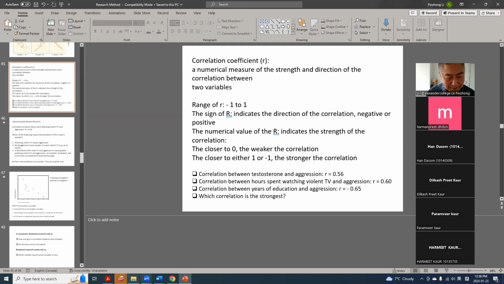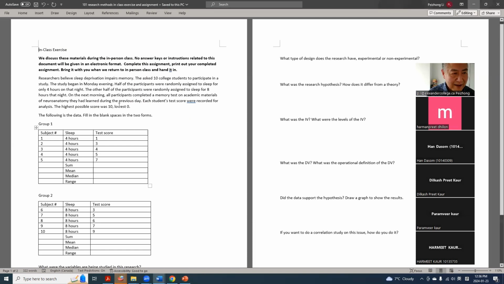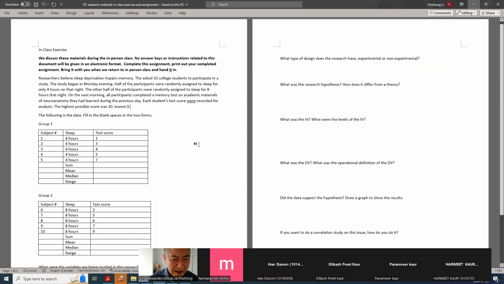And so I was going to do this in-class exercise, but probably we don't have the time to finish it. But we can go as far as we can until the end of the class, and then you can print it out and bring it to class. We're going to finish it up in the in-person class. We're going to get started today.